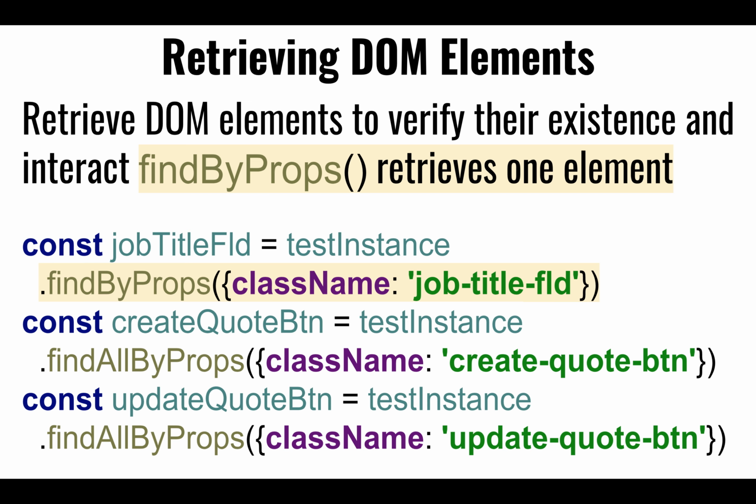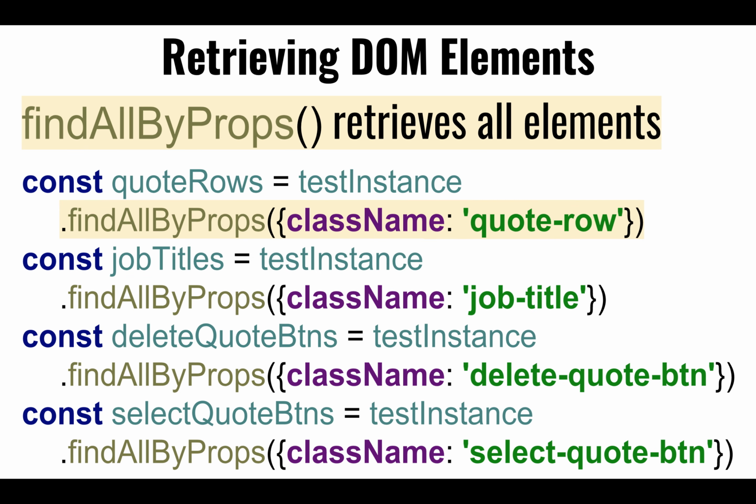For instance, here we are retrieving a particular element that has been strategically tagged with the class job title field. So we have gone into the rendering, into the HTML, and strategically put certain classes in there, so that we can then test it adequately. We can go in and say, okay, retrieve the job title field, and then we can ask ourselves, is there just one? There should be just one. And how about the button for creating a quote? There should be one. How about the update button? There should be only one.